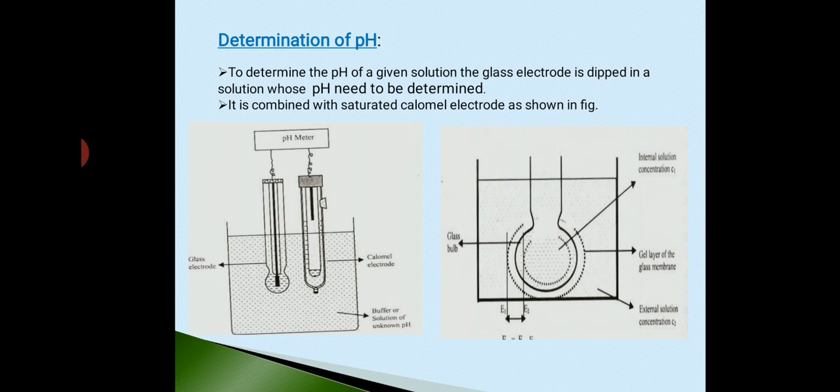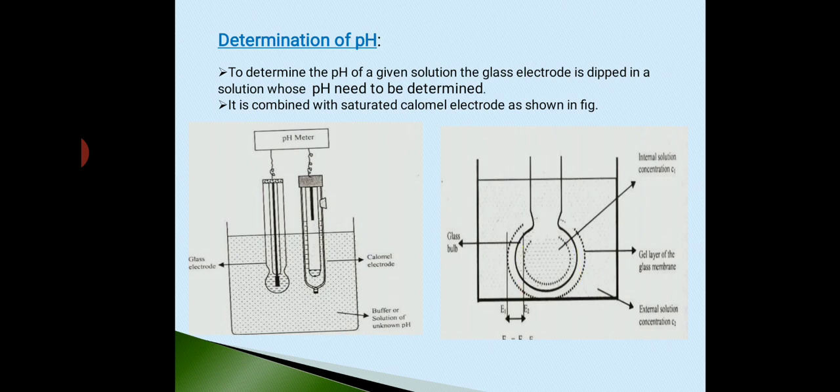When we concentrate on the bottom part of the glass electrode, this glass sensitive bulb, inside the bulb there will be a reference solution, which is 0.1 molar HCl solution whose concentration we consider as C1. Then in the beaker there will be the analyte solution whose concentration will be C2. Inside there will be H plus ion, and outside also there will be H plus ion, but there will be a difference in the concentration. This is a glass membrane, students.